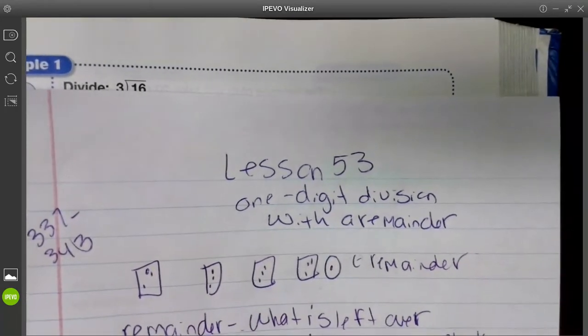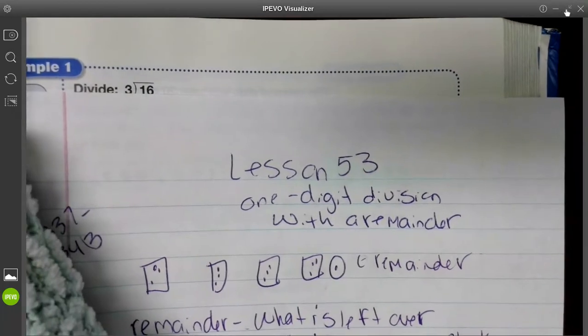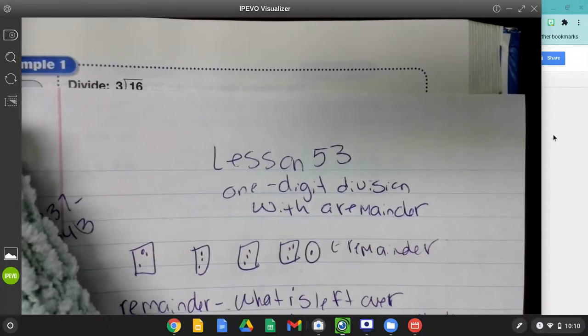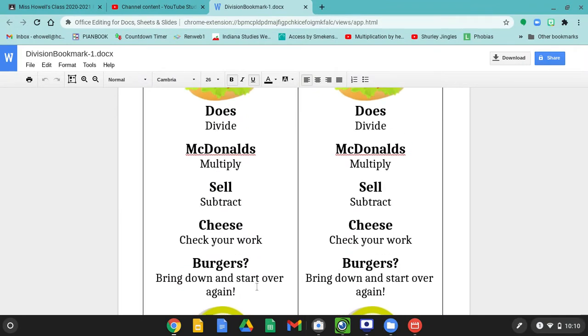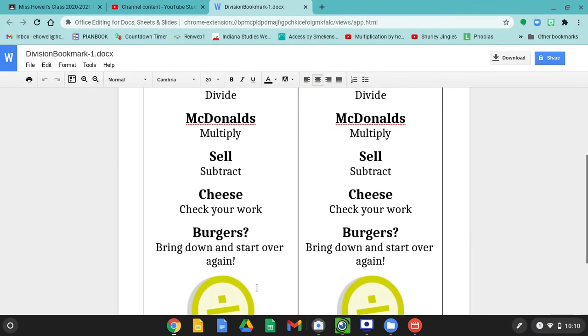All right, so now I'm going to show you something. I'm going to switch my screen over here, and you may have seen it before, steps to a division. All right, and I'm actually going to add one more step here, and I'll explain what that means. But you're going to have one of these in your packet this week.